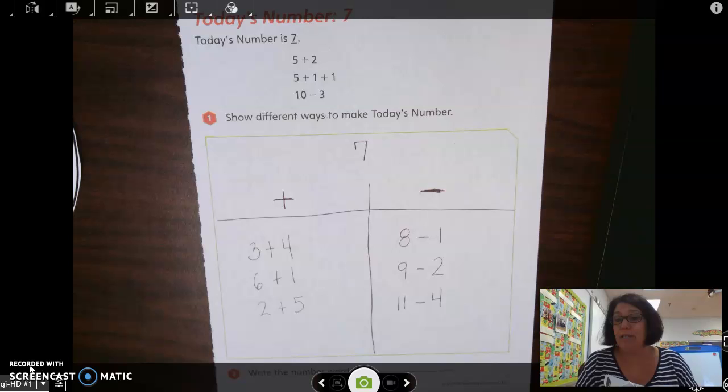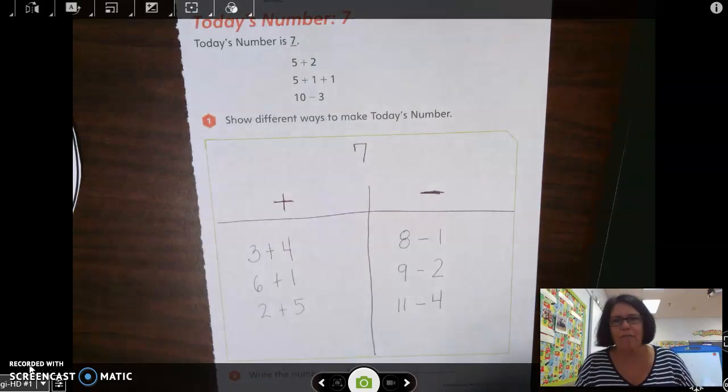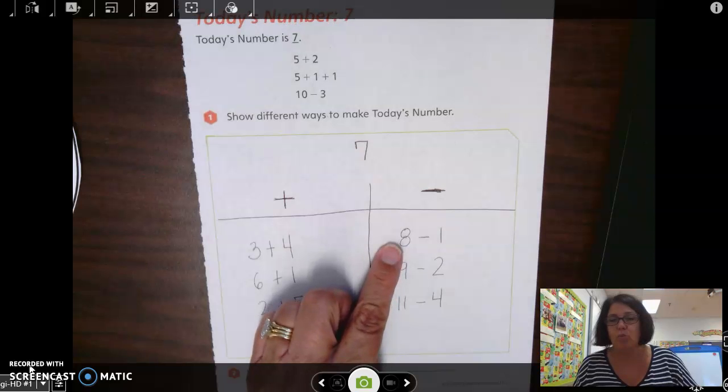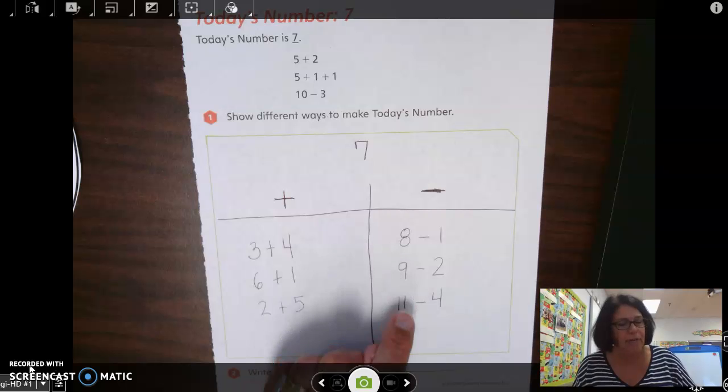So we're continuing to look at our today's number, which is 7. And we already did 3 addition equations that equal 7. And now I've asked you to make 3 subtraction equations that equal 7. So there was a sample one here at the top, 10 minus 3. So let's see, I have written, and maybe some of yours are just like mine, 8 minus 1, 9 minus 2, and 11 minus 4.